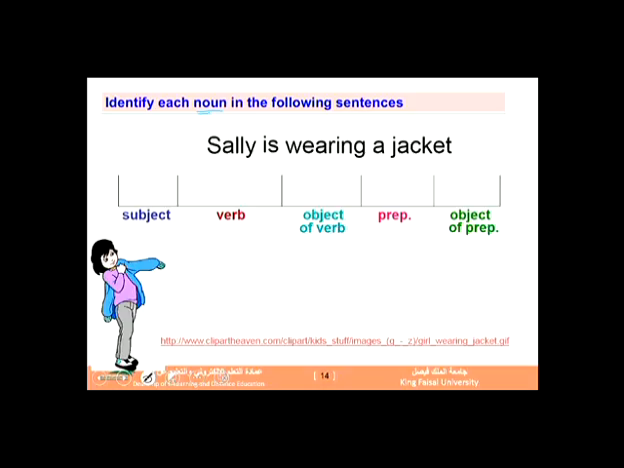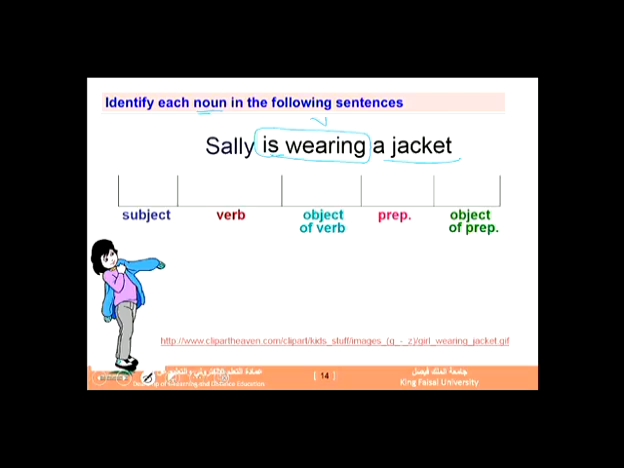Subject, verb, object of the verb, preposition, and object of a preposition. Sally is functioning as the subject. The verb of this sentence is wearing. So this is going to be the verb, while a jacket is basically the object of the verb is wearing.